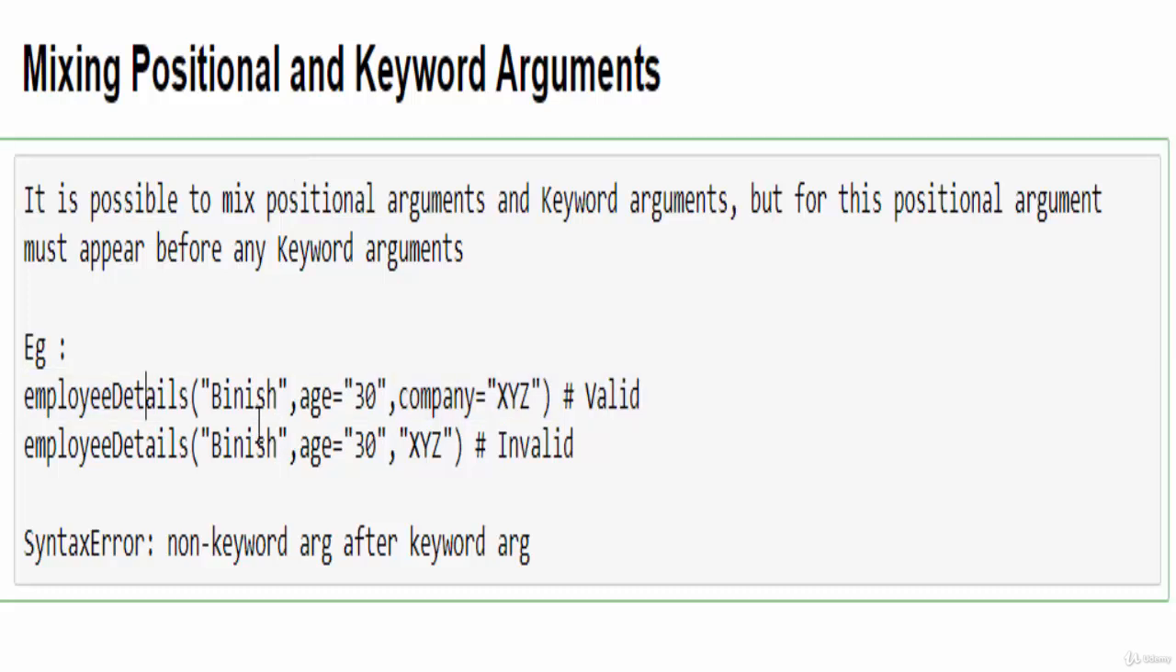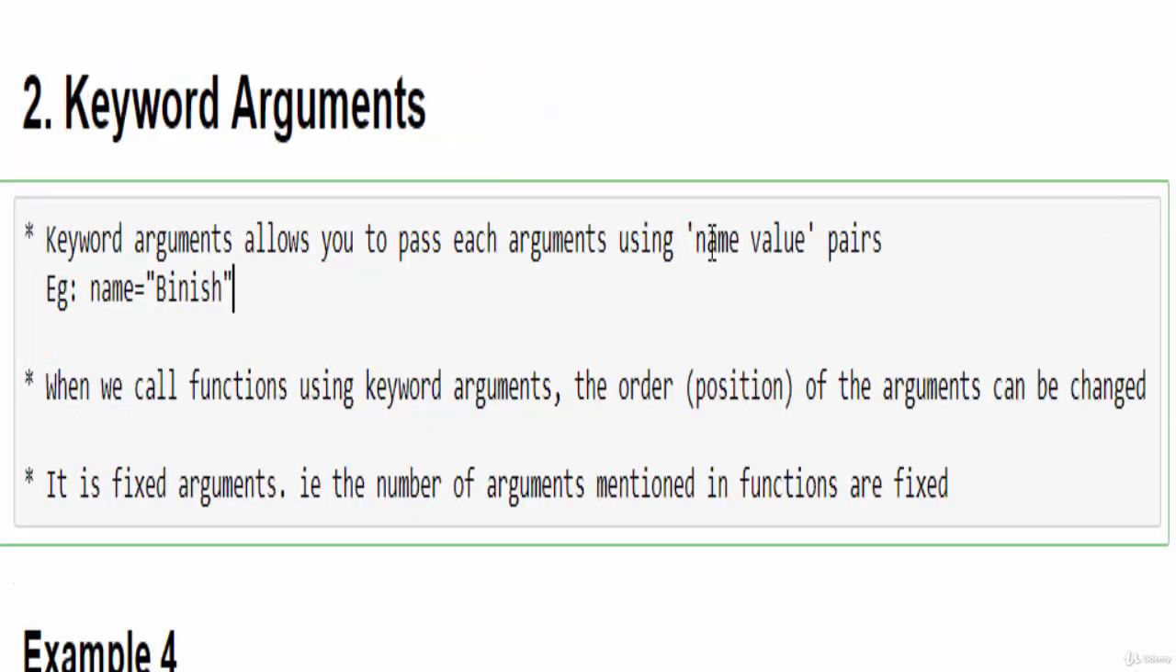See this example. In the input parameters, first one is positional, keyword, keyword. This is valid syntax. In the next example, positional, keyword, positional, which is invalid. If you execute this code, you will get the syntax error, non-keyword argument after keyword argument. A short recap: we use the name-value pair mechanism, then we can change the position or order of the arguments, and these are fixed arguments.